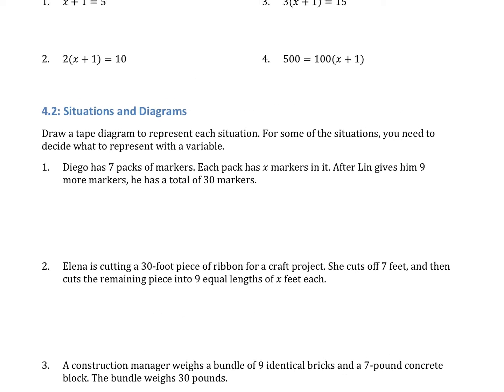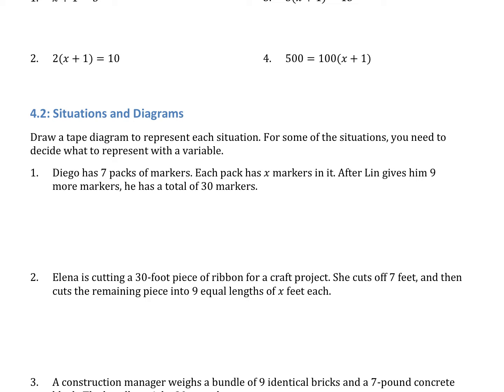So question 1 says Diego has 7 packs of markers. Each pack has X markers in it. After Lynn gives him 9 more markers, he has a total of 30 markers. So right off the bat, some things I notice is that X markers, this represents our unknown. So that is helpful. It also says he has 7 packs of those unknown markers. So I know I'm going to have 7 boxes of my unknown.